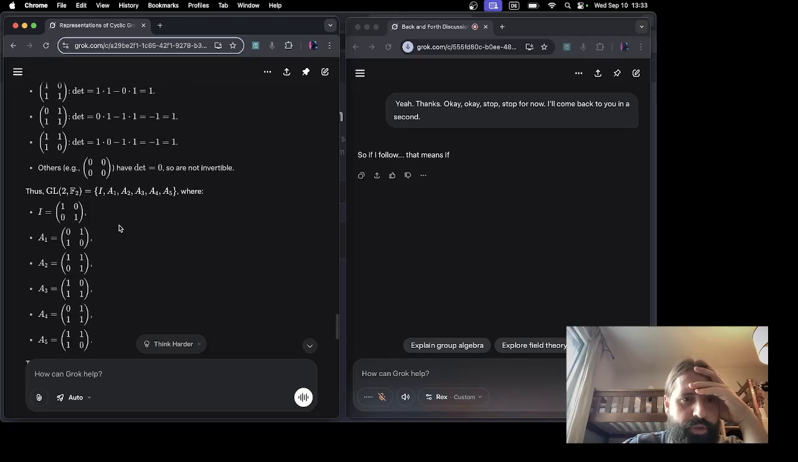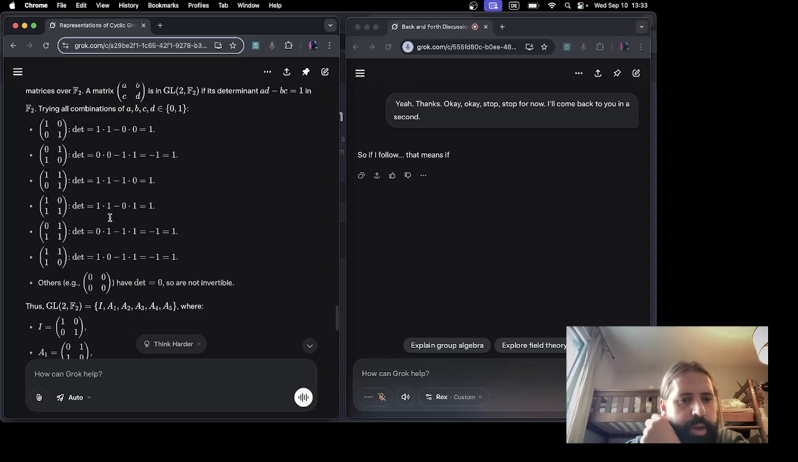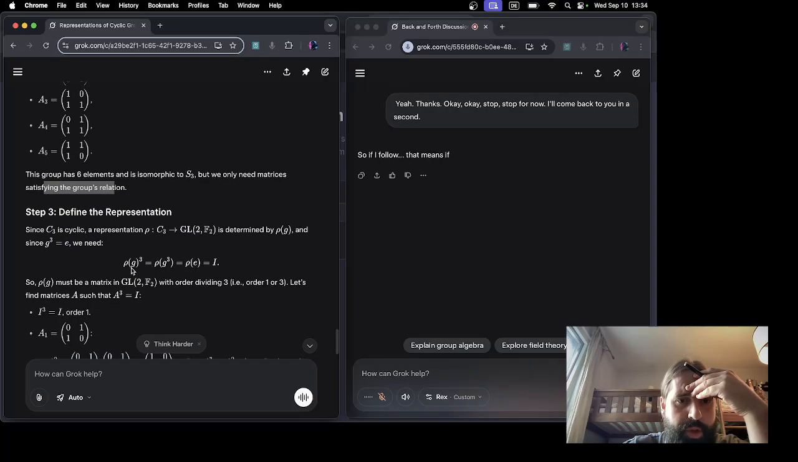So GL2F is basically the identity and A1 to A5. 6 elements, and it is isomorphic to S3. But we only need matrices that satisfy the group's relation, right? So obviously, this means we need to ensure these. So it must be a matrix in GL whose order divides 3.